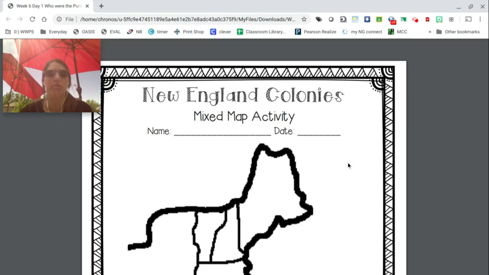We are starting a brand new social studies unit, but it's awesome because you guys have already been studying explorers and exploration and how people who are going to new lands impact other people there. And we're just going to dive deeper into the people who came over from England and landed in what is now the east coast of the United States. And we are going to just investigate a little bit more about what their life was like. We're going to learn about the 13 colonies, how they were formed, who lived there, and what their lives were like. Okay, so you should have in your packet this New England colonies mixed map activity.